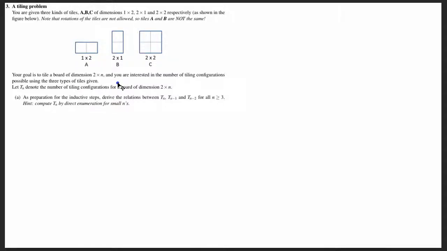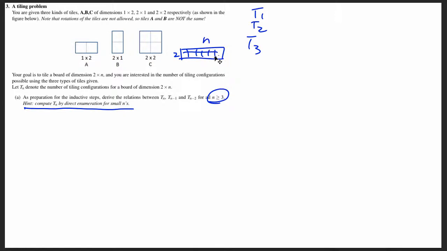Welcome to problem 3. Problem 3 is also a really interesting one, where you're given this induction problem. And basically, let's look at the hint first. So we want to compute Tn by direct enumerations. Well, n has to be greater than or equal to 3, so we have T3, T2, and T1. And notice that we want to build a 2 by n set of tiles. So let's get started here.